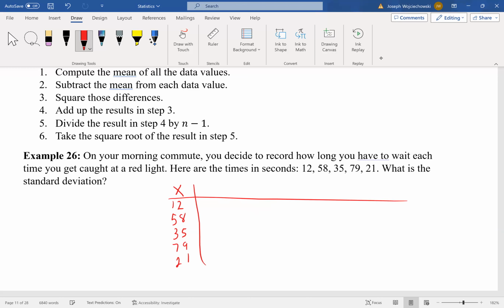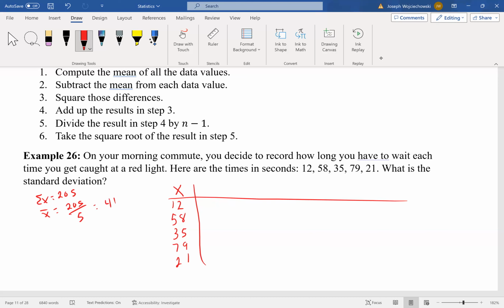Now, the first thing I need to do is find the mean. So I take the sum of all my x's: 12 plus 58 plus 35 plus 79 plus 21. That gives me a sum of 205. So let's make a note here. Sum of all the x's is 205. So the mean, which is x bar, is 205 over n, which is 5, which is 41. So our mean is 41.